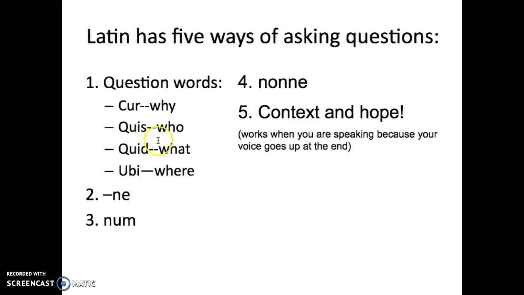This is a review of how to ask questions in Latin. There are several different ways. One of them is with your question words that you've known since 6th grade: cur, why; quis, who; quid, what; and ubi, where or when. The new ways to ask questions are nonne, num, and ne. And then, of course, sometimes the Romans didn't use a question word. They just have their voice go up at the end, and that was like a question.